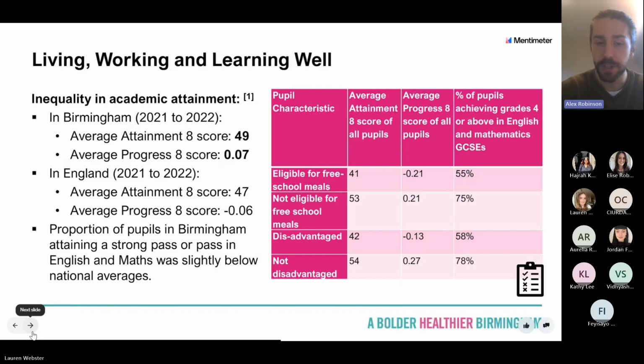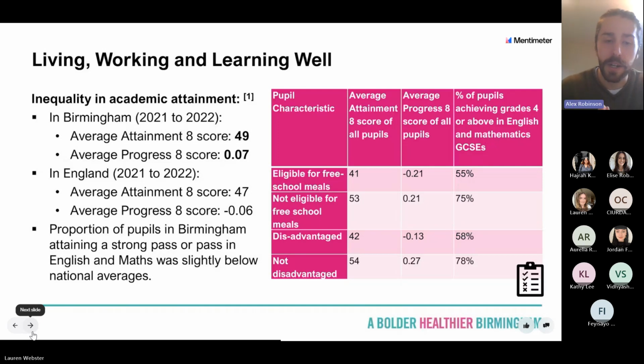But again, this was impacted by socioeconomic factors. So those who were eligible for free school meals scored -0.21 compared to 0.21 for those who were not eligible for free school meals. And those who were considered disadvantaged by that definition I mentioned scored 0.13, and that's compared to 0.27 for those that were not considered disadvantaged. So across multiple different measures of attainment, there's significant differences based on socioeconomic status, but generally Birmingham scored higher on average than the national level.